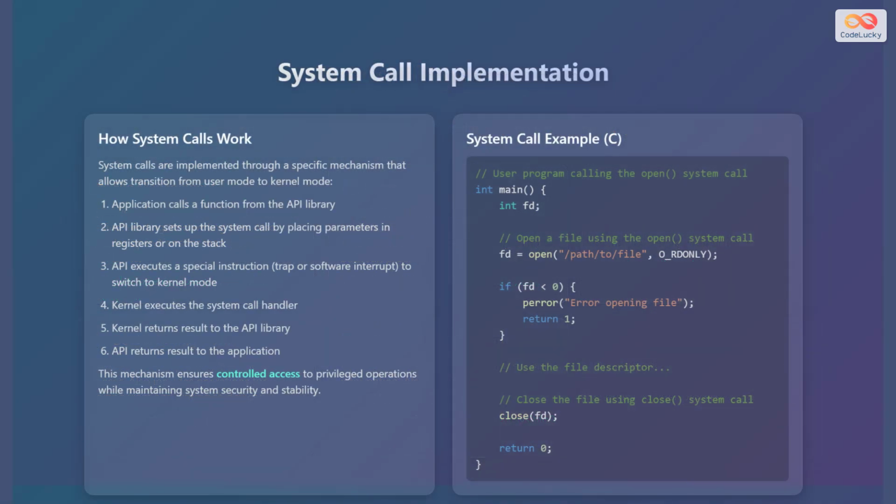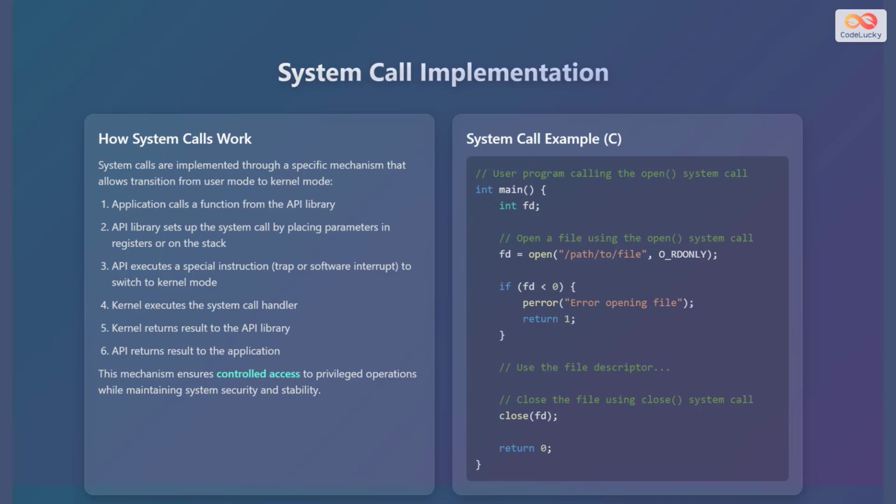Let's explore how system calls work. System calls are implemented through a specific mechanism that allows transition from user mode to kernel mode. First, the application calls a function from the application programming interface library. Second, the application programming interface library sets up the system call by placing parameters in registers or on the stack. Third, the application programming interface executes a special instruction, like trap or software interrupt, to switch to kernel mode.